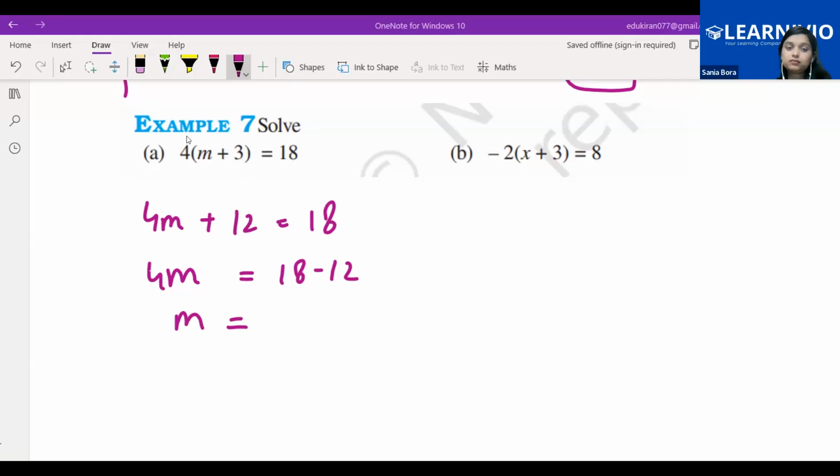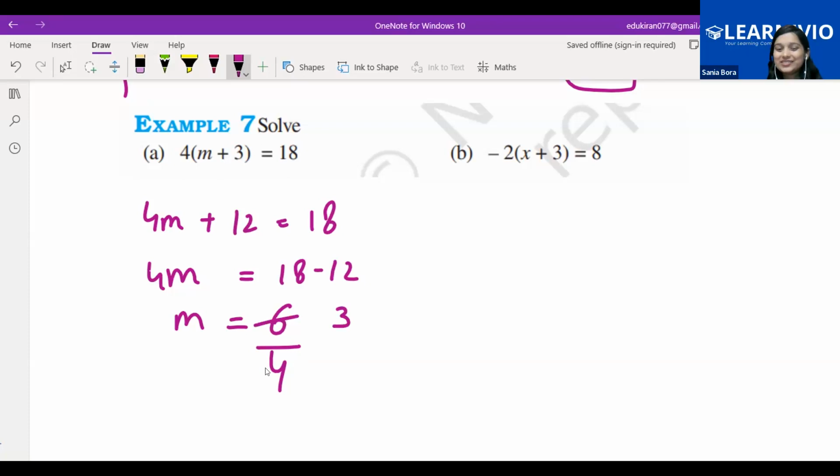Yes, ma'am, the answer is 4. Okay, so I'll solve it and we'll look, right? 12 minus 18, 12, 13, 14, 15, 16, 17, 18. 6. Yes, ma'am, 6. Then 6 by 4. Ma'am, 18 minus 12. Oh yeah, 6 by 4 is the answer. Sorry, 6 by 4.